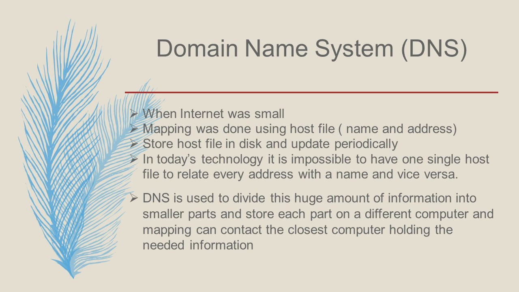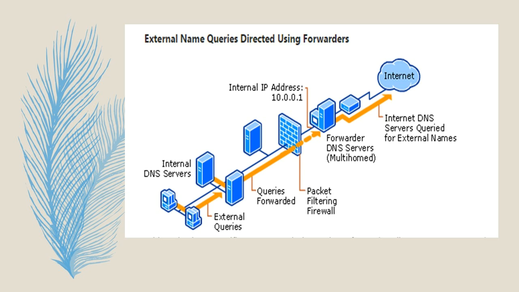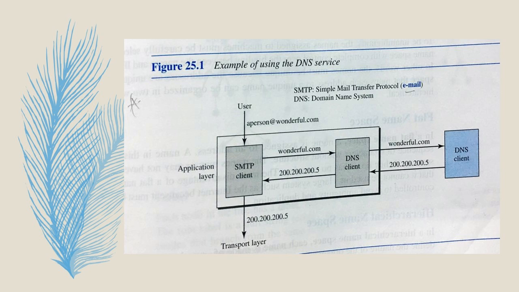In this chapter, we first discuss the concept and ideas behind DNS, then we describe the DNS protocol itself. The diagram below shows the external name queries directed by the forwarders. Starting from the internal DNS servers, the external queries will be forwarded from an internal IP address, which is 10.0.0.1, to the internet using the forwarders. Well, here's another example of using the DNS service.